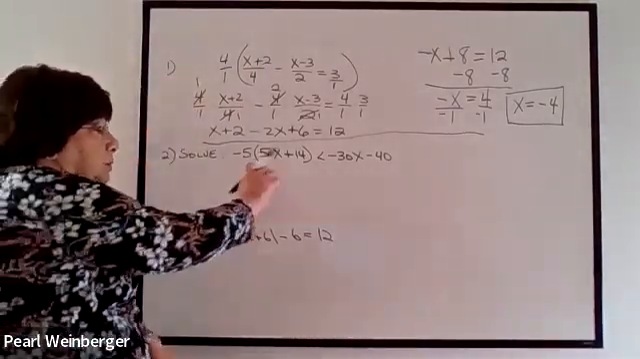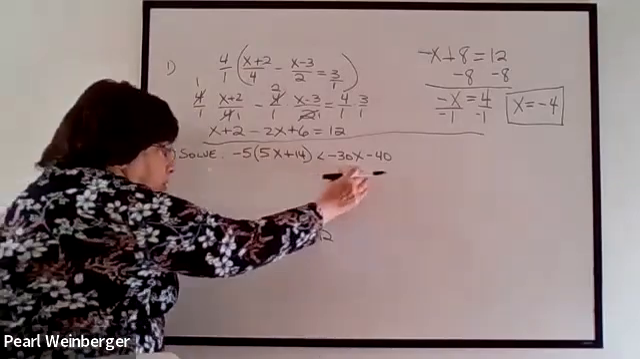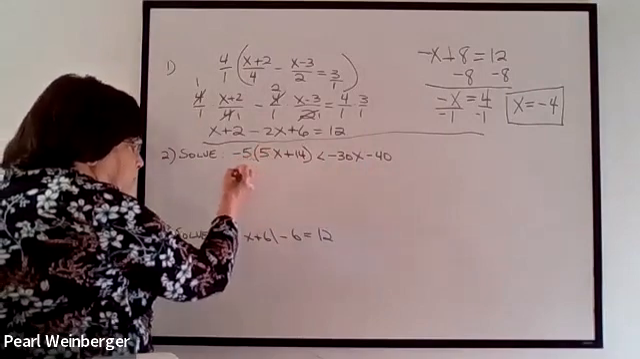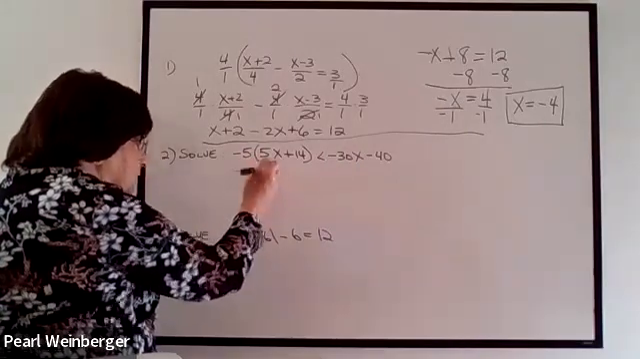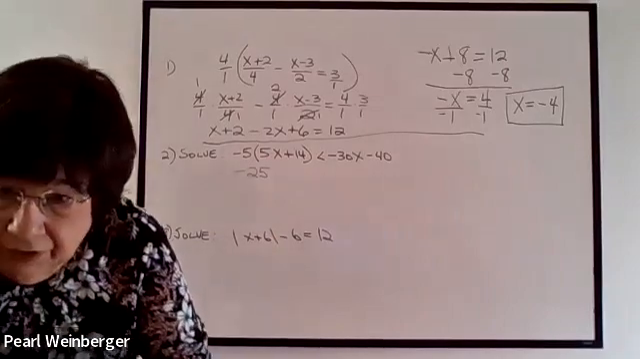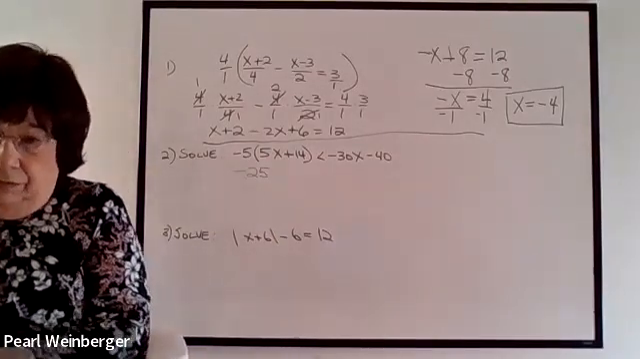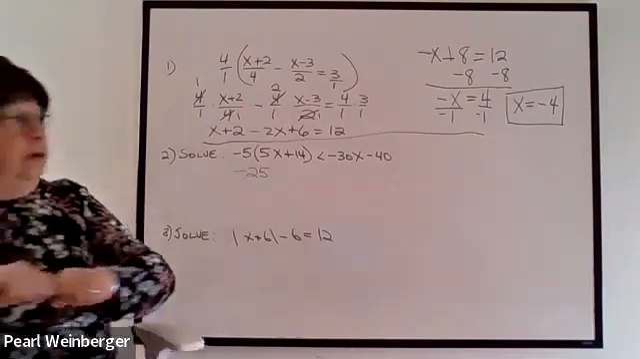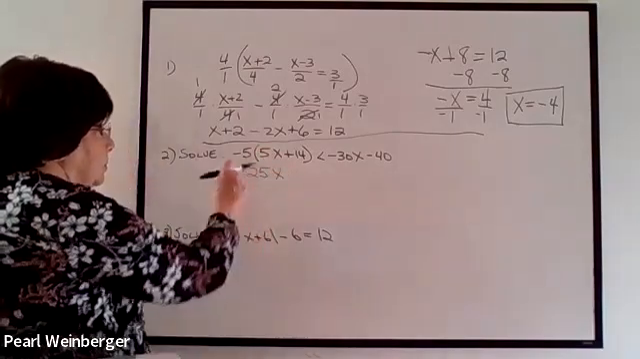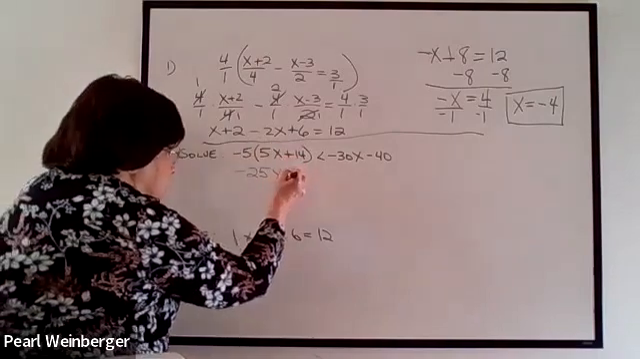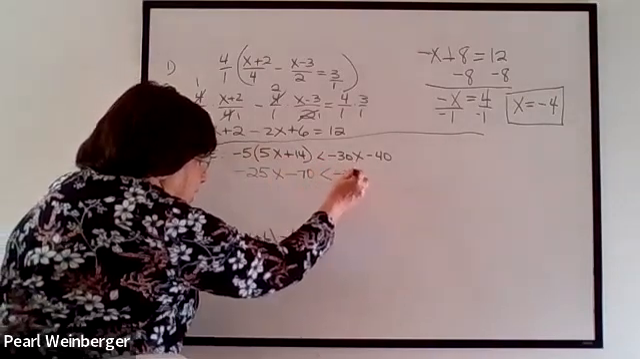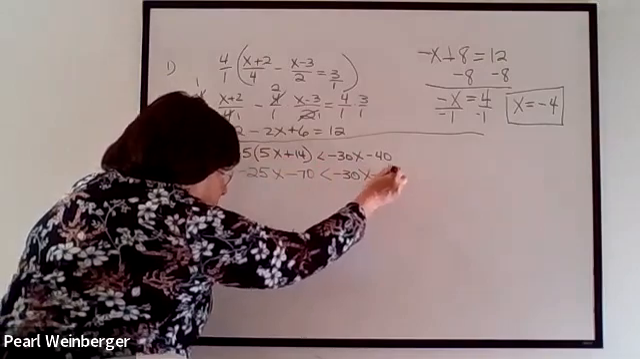Okay, so we work it just like a regular equation. So the first thing we're going to do is remove the parentheses. So we're going to get -5 times 5x, which is going to give us -25x. Then we have -5 times 14, which gives me -70. And that's less than the -30x minus 40.